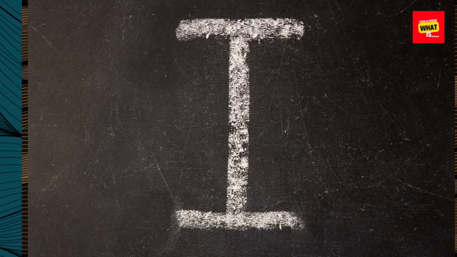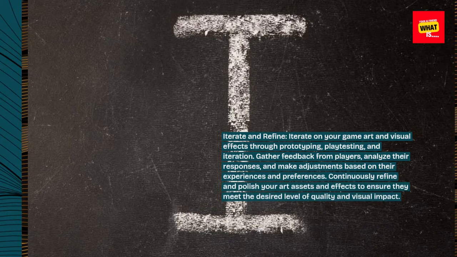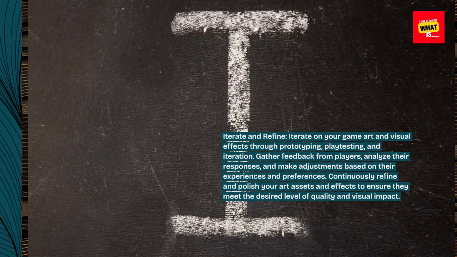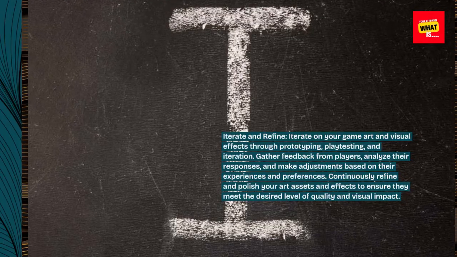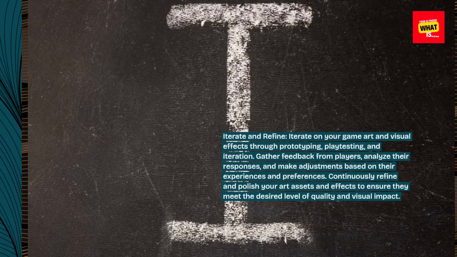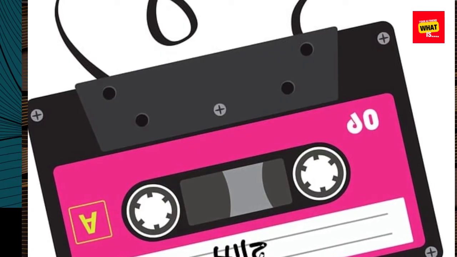Iterate and refine. Iterate on your game art and visual effects through prototyping, playtesting, and iteration. Gather feedback from players, analyze their responses, and make adjustments based on their experiences and preferences. Continuously refine and polish your art assets and effects to ensure they meet the desired level of quality and visual impact.